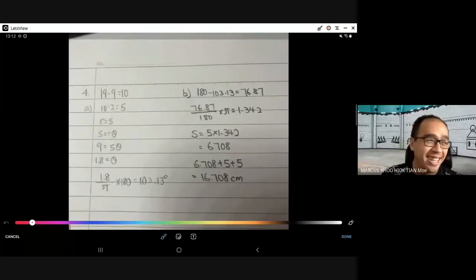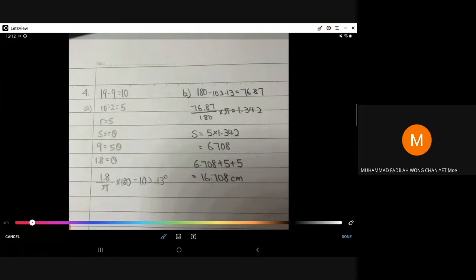From the question, we can know that from P to Q is equal to 9, and the perimeter of P, the origin, and Q is 19 cm. So now we want to find the radius. We take 19 minus 9, so we get 10. Then we take 10 over 2, then the radius is equal to 5. Then we want to find the value of the angle. So we use the formula s equals r theta. Then we sub in what we have into the formula, and we get 1.8.